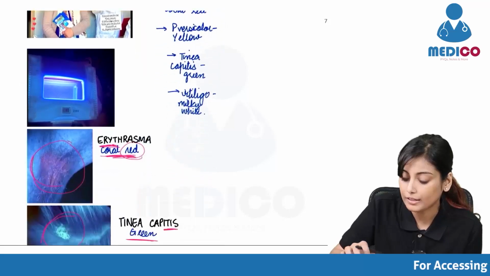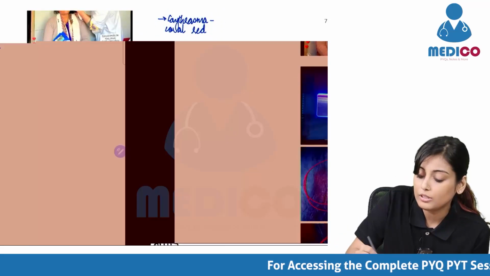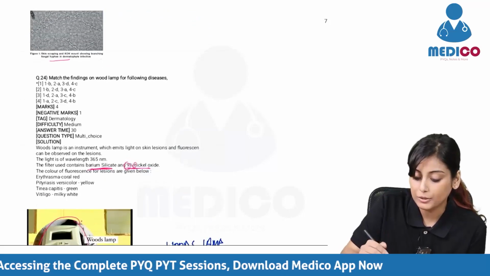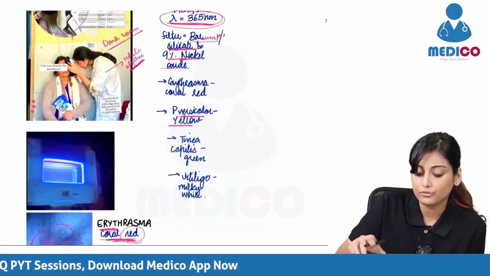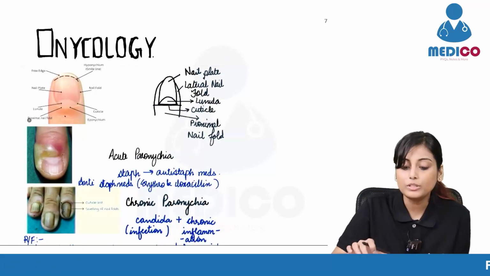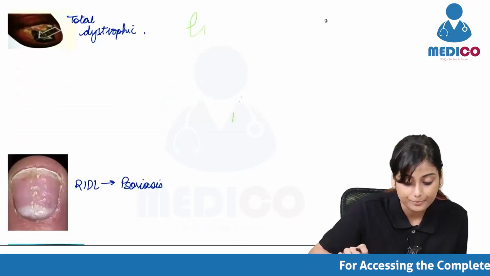You won't be able to mark it correctly in your exam. P versicolor is yellow. That was another option. So you basically had to match the findings of Wood's lamp with what you saw under that lamp. Okay, now we'll take some questions from nail.